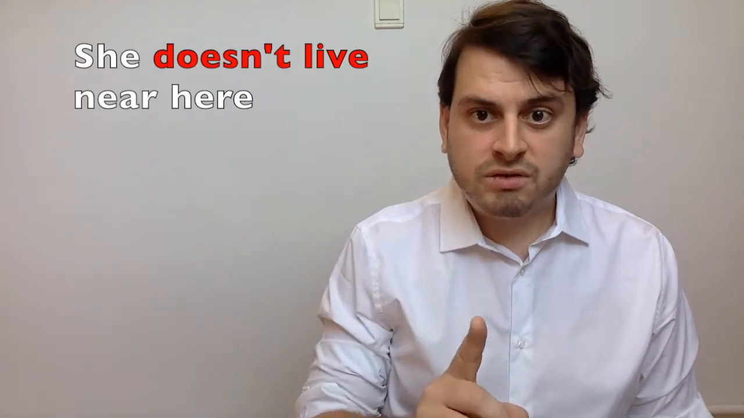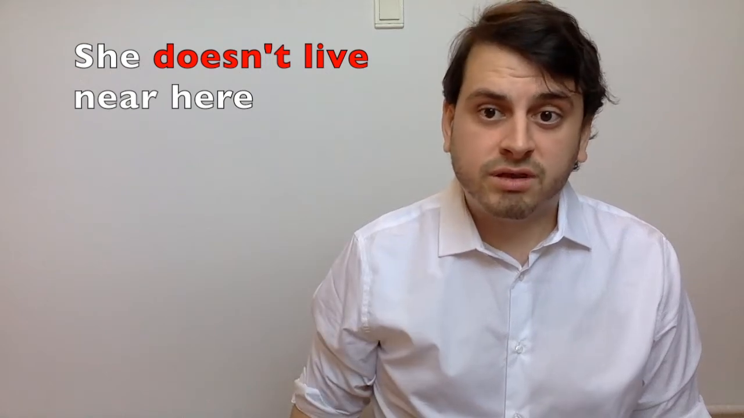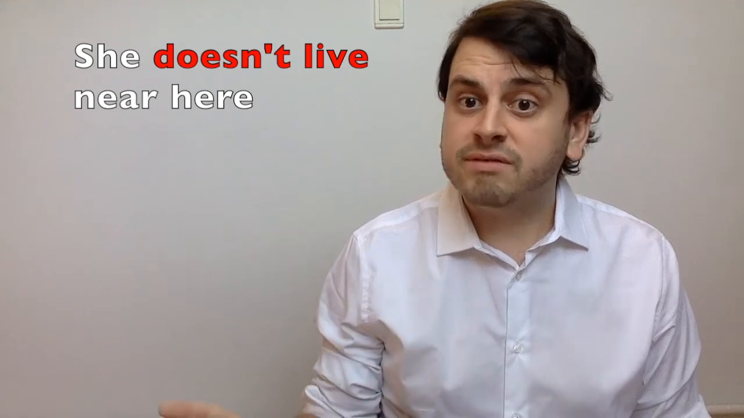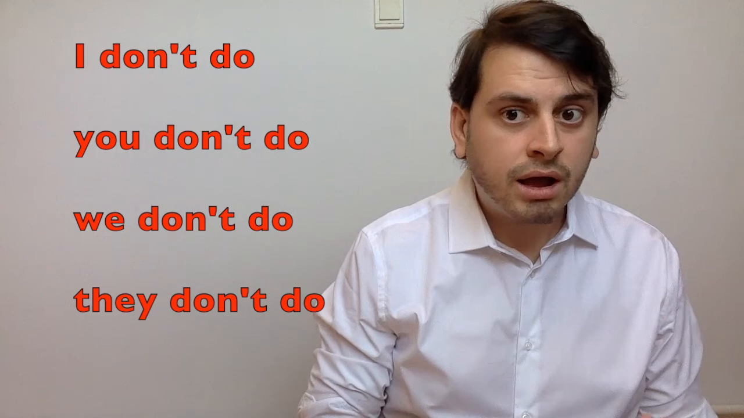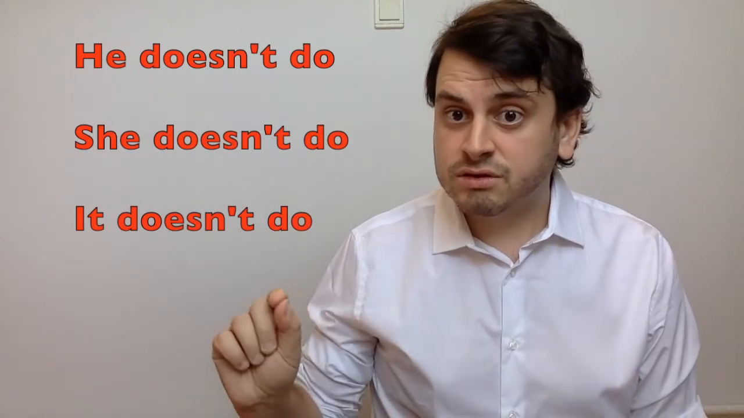She doesn't live near here. Notice here that we put the S into the auxiliary verb of do and make it does. Doesn't, does not. She does not live here. She doesn't live here. Okay? And this rule applies the same way as we use it in the positive. I, you, we, they don't do something. He, she, it doesn't do something. So it's fairly simple to use the negative as well.